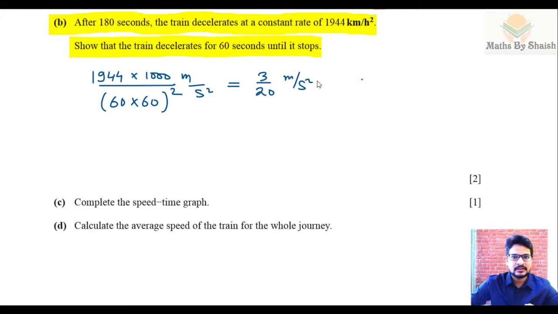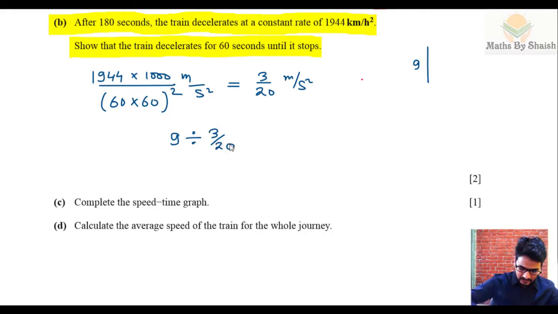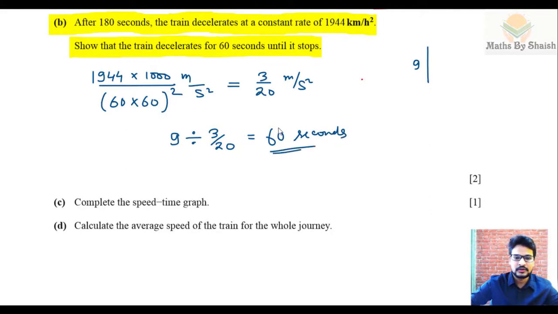Now we have seen the speed from the graph. The top speed was 9 meters per second, and at 180 seconds it was 9 meters per second. So if we need to find the time, we will divide this 9 by this deceleration, that is 3 by 20, and 9 divided by this is going to be 60 seconds, and that's how we will do this.